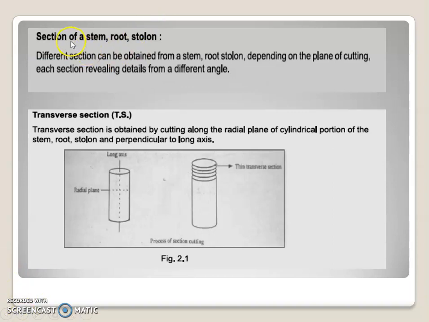Then first we'll see the section of stem, root or stolon. Different sections can be obtained from stem, root, or stolon depending on the plane of cutting. Each section reveals detail from a different angle. This is a transverse section of a root, which can be a stem or stolon. It is obtained by cutting along the radial plane. This is the radial plane, and this is the long axis. So it is cut along the radial plane, meaning horizontally. This is nothing but the transverse section of that root, stem or stolon.